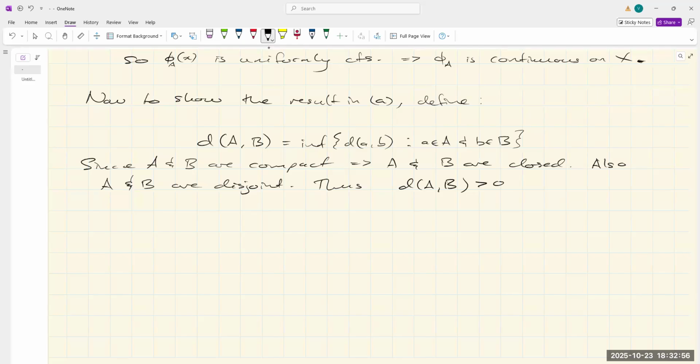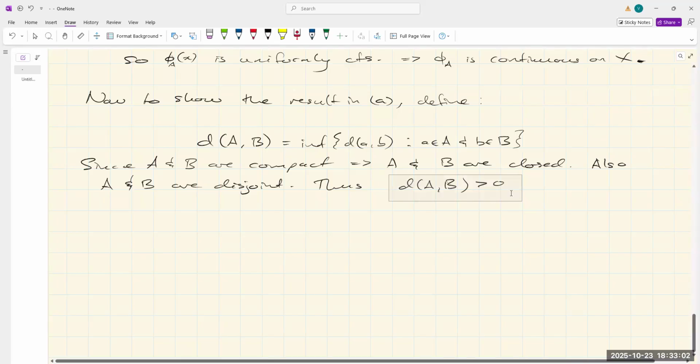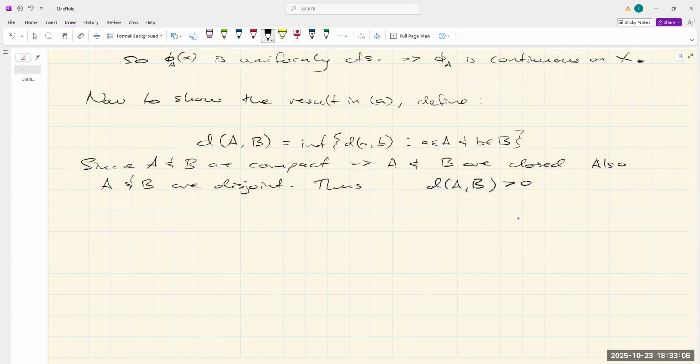So the distance is strictly bigger than 0, and I'm going to call this distance delta. I'm going to define this distance to be delta. Now we know why it must be strictly bigger than 0.